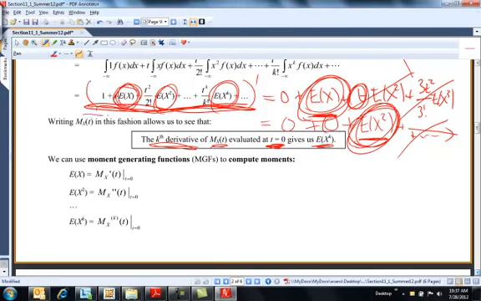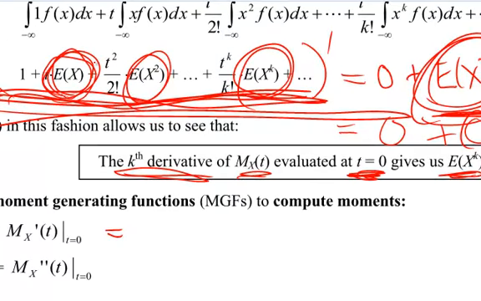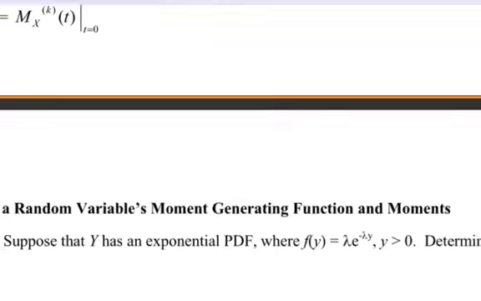Imagine you have this long thing, just keep taking derivatives, and well, that's exactly it. Take the derivative at t equals 0, we get this guy. Take second derivative, we'll get this guy. Take kth derivative, we'll get this guy. So let me show you in one problem.